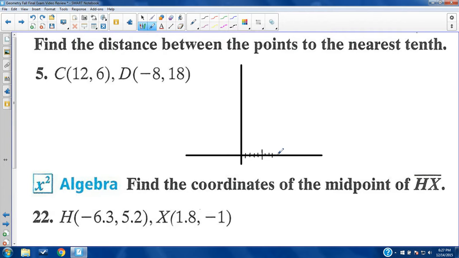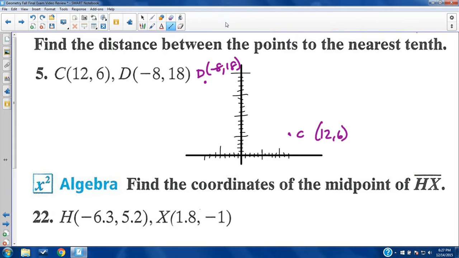But it's also a counting measure, and I'm going to talk about that next, actually. 1, 2, 3, 4, 5, 6, 7, 8. Oh, I have to go all the way up to 18. Oh, this is going to be fun. See, sometimes graphing it ain't exactly just as good, but I need to use this as an example. Okay, so I have 2 points, 12, 6 right here. This is C. And then I have point D, which is at negative 8, positive 18, way up here. Okay, and I need to find the distance between the two.